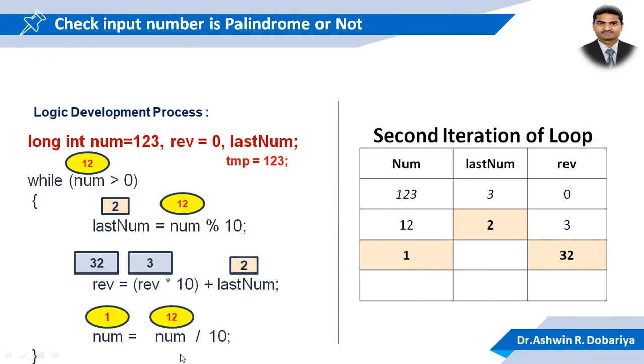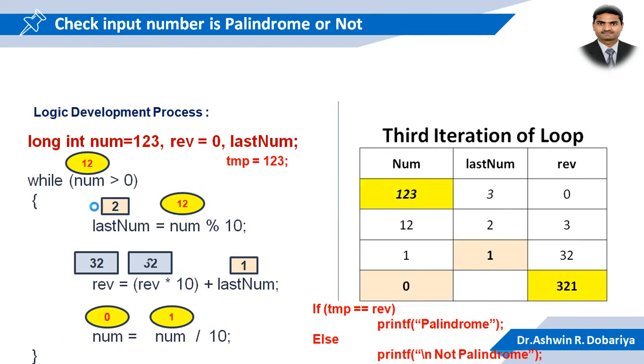Again 12 divided by 10 means the actual answer is 1.2, but 0.2 will be ignored because both are integers, and integer division returns an integer answer, so it returns only 1. Again 1 is greater than 0, so this condition becomes true and it will execute the loop. 1 modulus 10 returns 1 itself, so now the last number is 1.